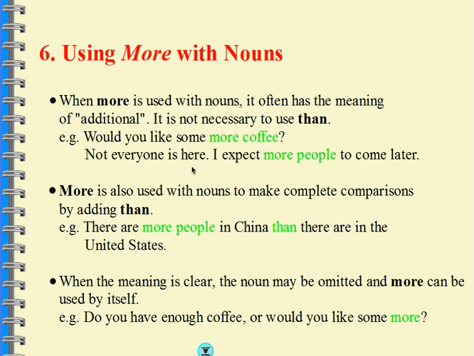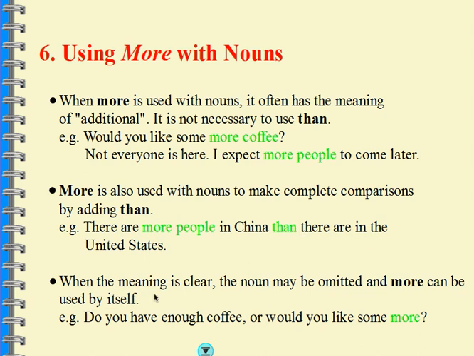Not everyone is here. I expect more people to come here. Additional people. More is also used with nouns to make complete comparisons by adding them. There are more people in China than there are in the United States.